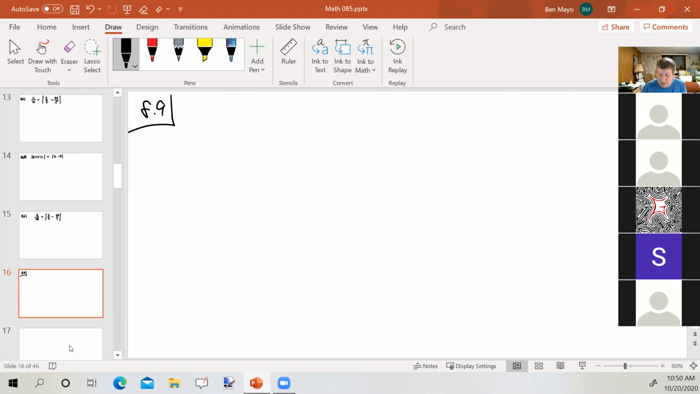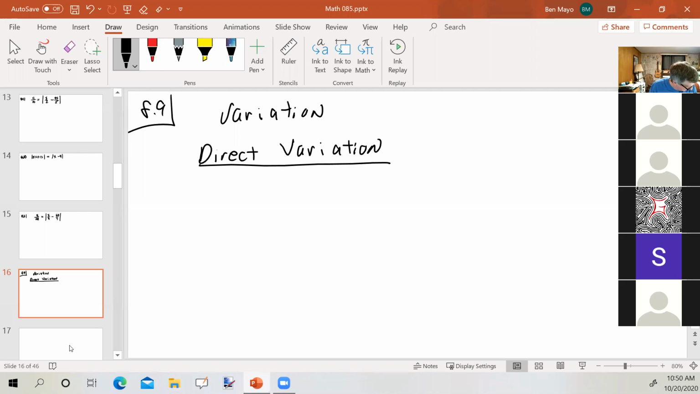This is section 8.9, and the topic is variation. There are three kinds of variation. The first one is called direct variation. It is in the general form of y equals k times x, where k has a bunch of different names, all meaning the same thing. It's called the constant of proportionality, the constant of variation, the variation constant. I tend to call it the variation constant because that's the shortest.